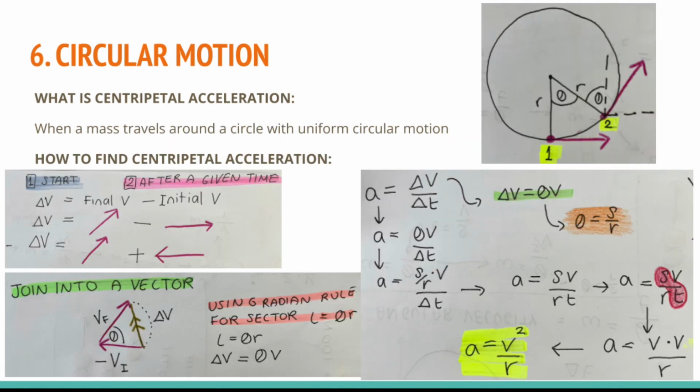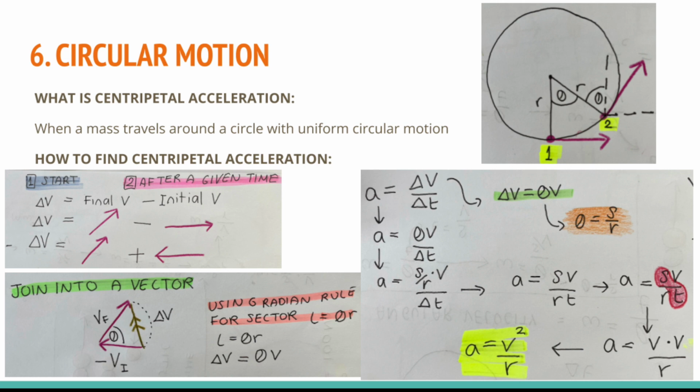So what is centripetal acceleration? This is when a mass travels around a circle with uniform circular motion. How do you find centripetal acceleration? You can see in the image above, we have a circle that has a particle represented by a pink dot that travels from point 1 to point 2. At point 1, it is traveling at initial velocity, and at point 2, it is traveling at final velocity. And as we know, acceleration is the change in velocity over change in time, and change in velocity is the final velocity minus initial velocity.